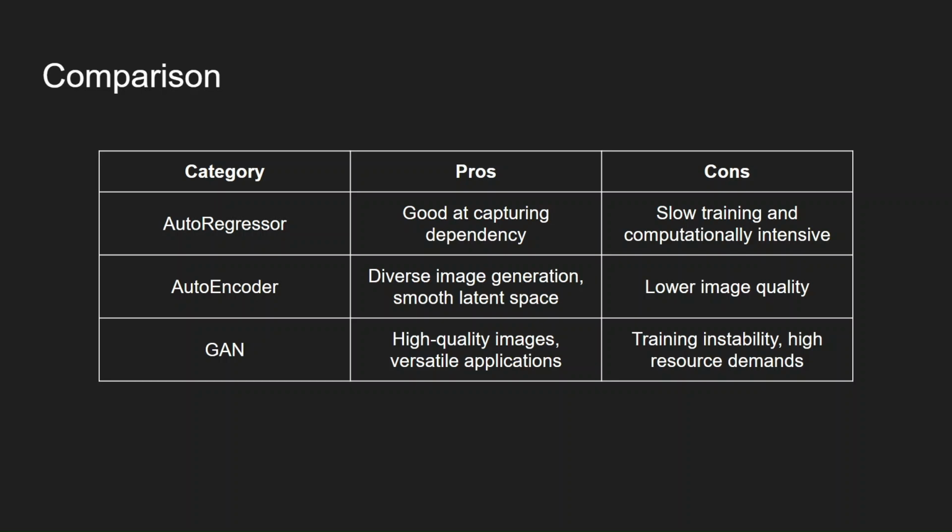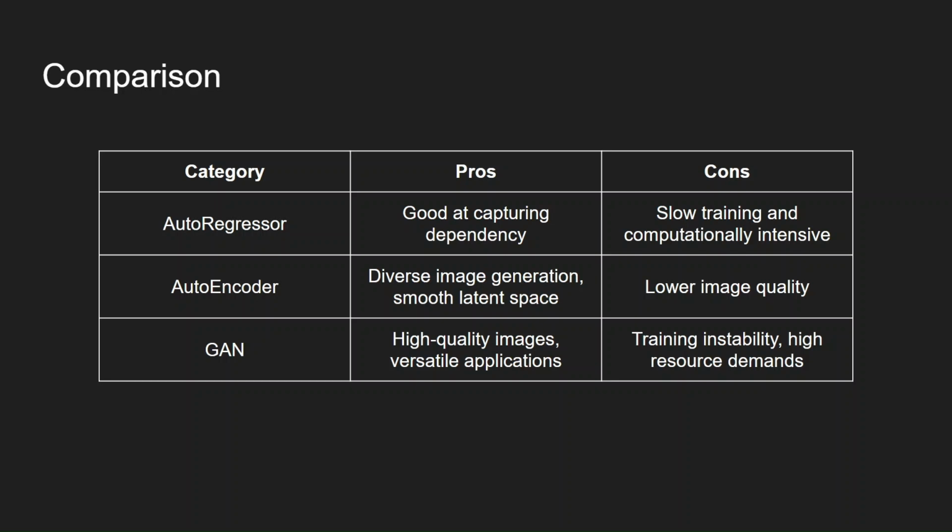GANs produce high quality images, and their applications are versatile. You can use them to generate images from text, you can use them to generate images from random samples, or even use them for style transfer or image translations, etc. But the problem with GANs is that training is very unstable, and it requires high computational resources. You need very powerful GPUs in order to train a better GAN.